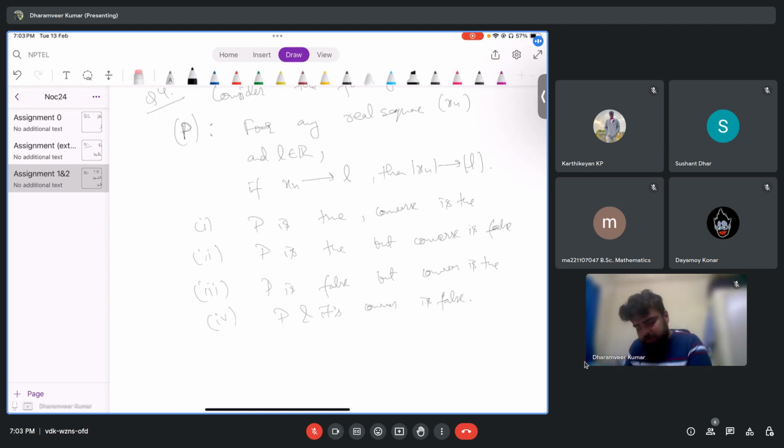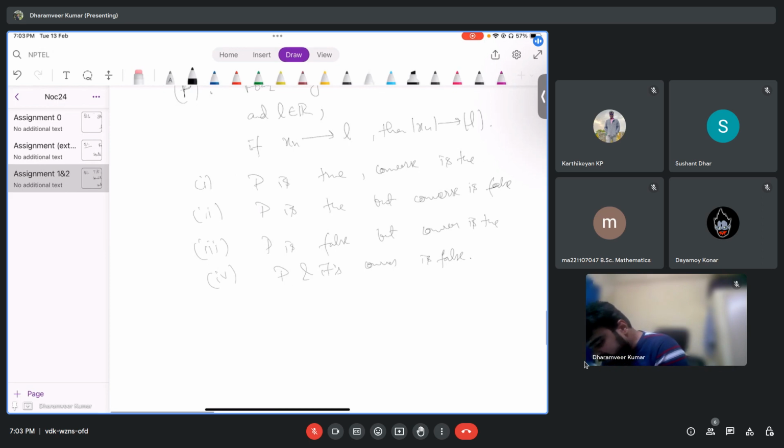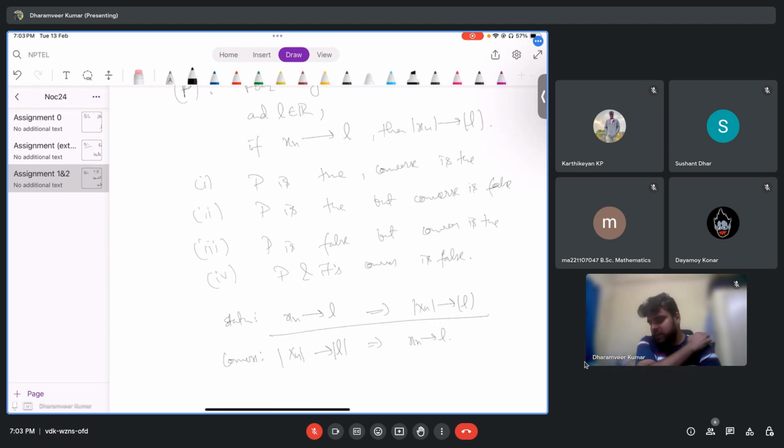Converse means, you can write it in two ways. The statement is: xn converges to x implies mod xn converges to mod x. Another thing is the converse. We have done this statement just in the previous question, so the statement is definitely true. These two options remain. Now we have to show whether the converse is false or true.